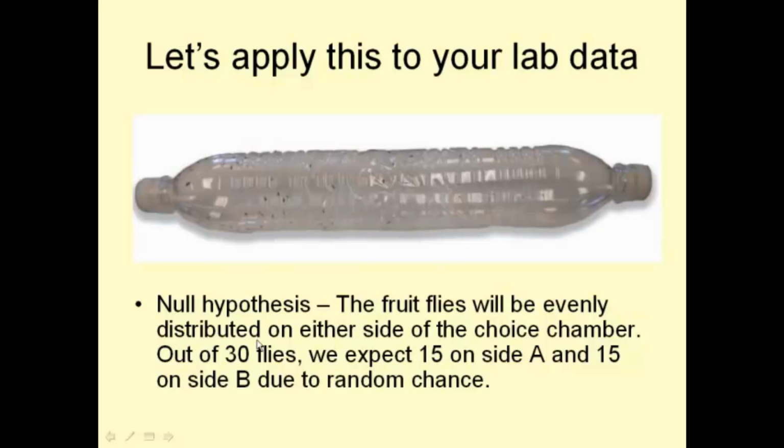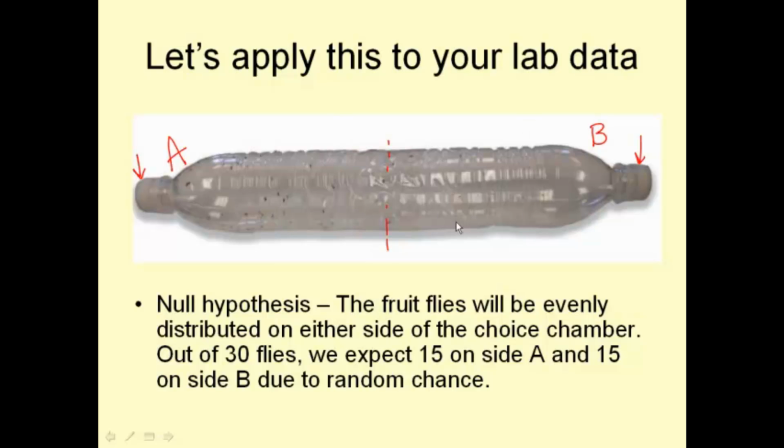So let's apply this to your lab. Here's your choice chamber with your fruit flies, and remember, one end is A and the other end is B, and you've got kind of a midway mark here. We'll kind of draw it here. And you had about 30 flies in there, and you're counting how many flies after 5 minutes being exposed to a substance at the end of A and a substance at the end of B. You're going to count how many flies are on side A versus how many flies are on side B.